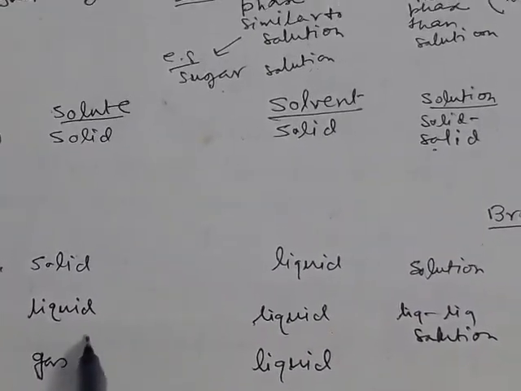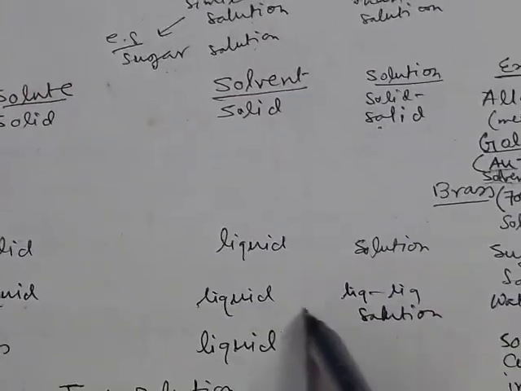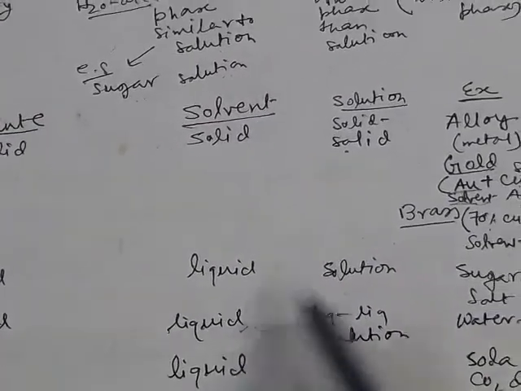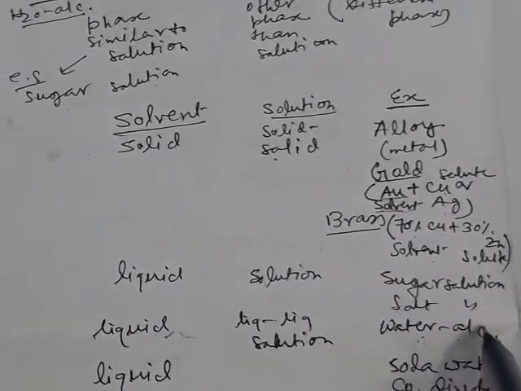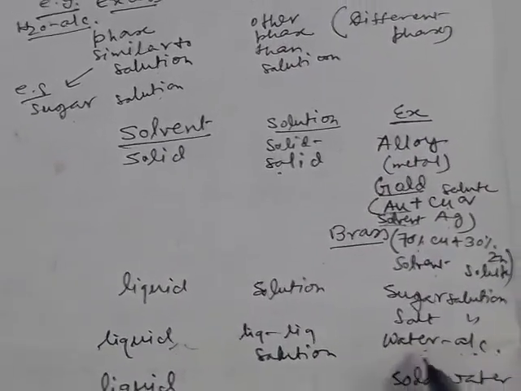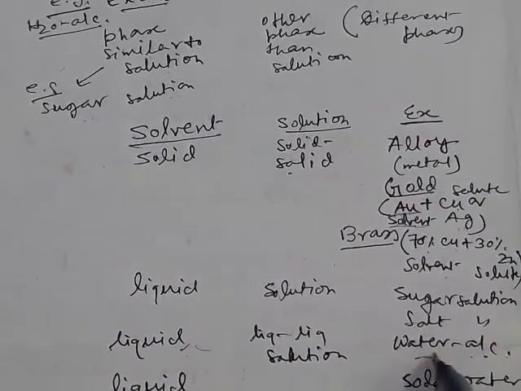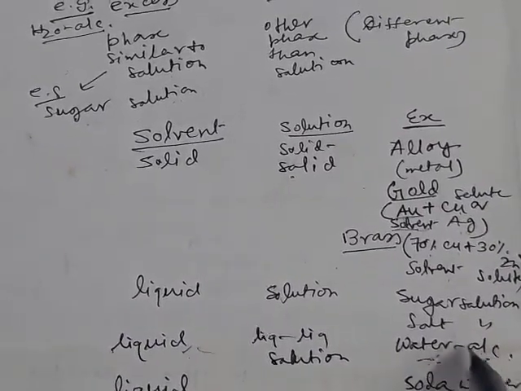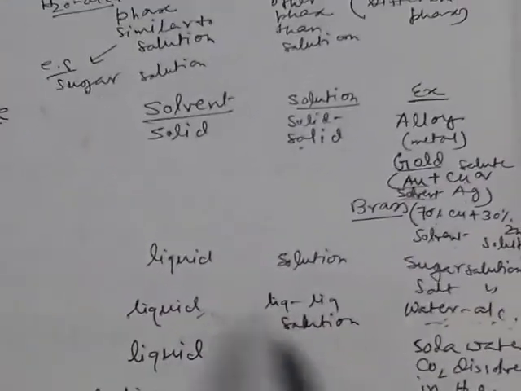Now liquid solution, that means the solute is liquid as well as the solvent is liquid. For example, a water alcohol mixture: when a small amount of alcohol is added to water, then alcohol is solute, water is solvent. If a small amount of water is added to alcohol, then alcohol is solvent and water is solute. Gas: solute is gas and solvent is liquid.